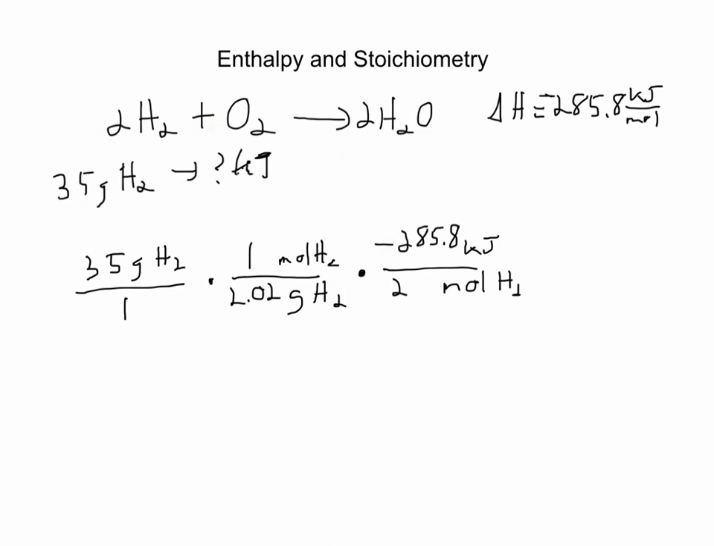And when we solve this, we get 4,952 kilojoules. So when 35 grams of hydrogen react to make water, we end up with 4,952 kilojoules of energy that are released. And this negative sign, remember, tells us that this energy is being given off by the reaction and not absorbed.